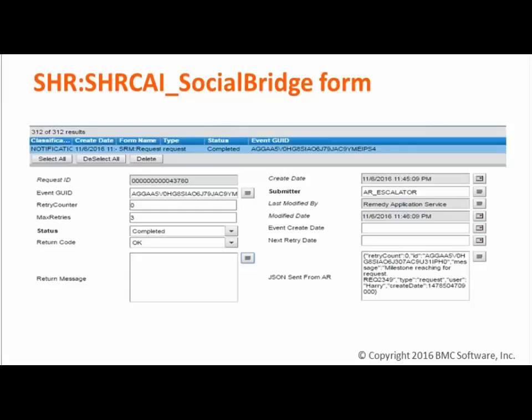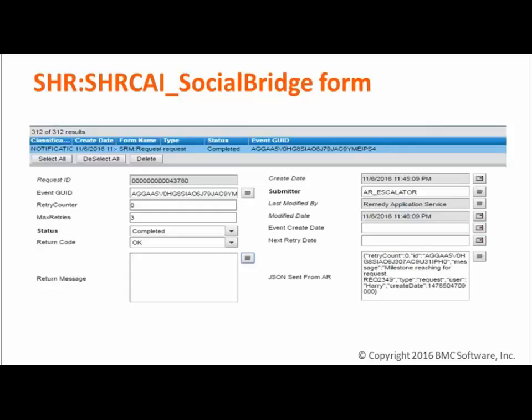So what do you see here? You see the event ID, so we always track it with a GUID. As I said, there is a retry mechanism. We do a max of 3 retries, and the retry counter tells you exactly how many times this event has been retried. And there is a status where it will show completed, submitted, or processing.